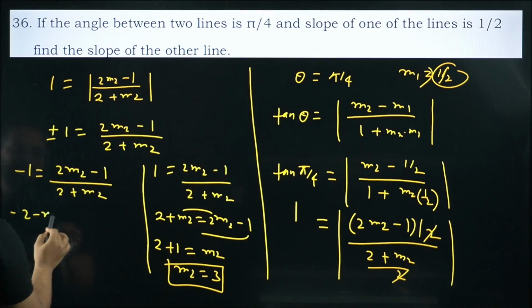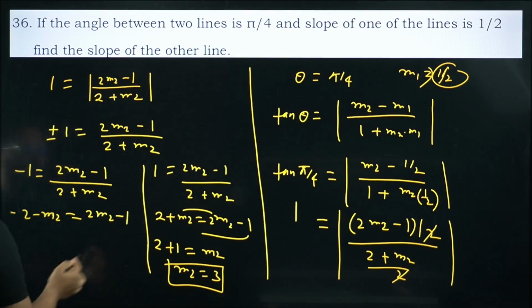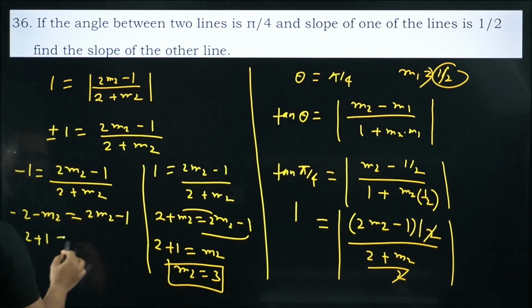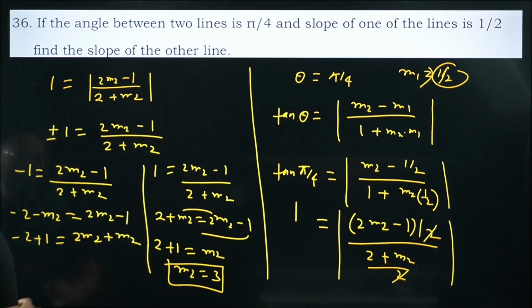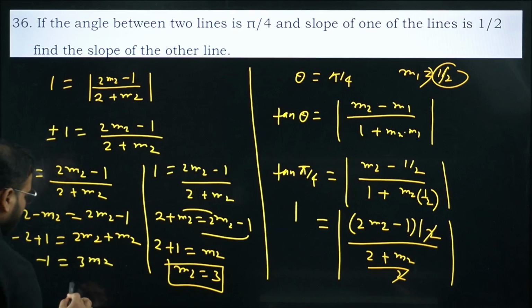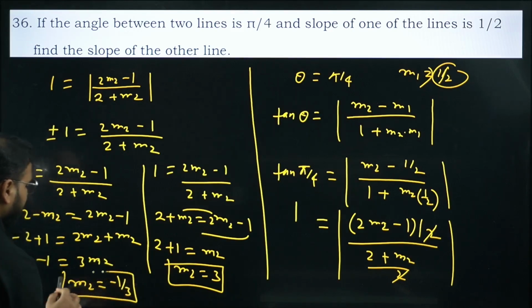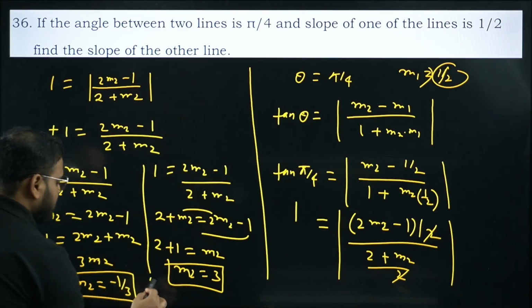Minus 2 minus m2 equals 2m2 minus 1. Bring this minus 1 to this side: minus 2 plus 1 will be equal to 2m2 plus m2. What I get over here is minus 1 equals 3 m2. It means m2 has to be minus 1 by 3. That's actually correct. They have to be perpendicular, no? So m2 equals minus 1 by 3 or simply 3.